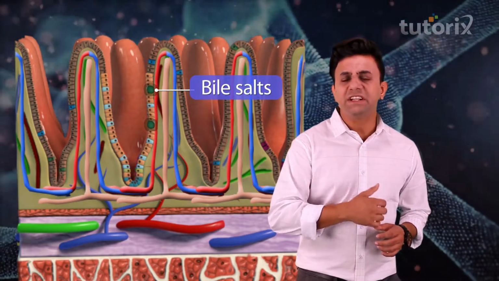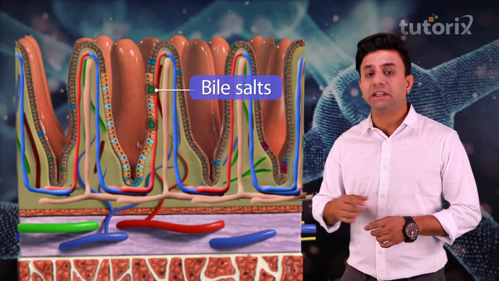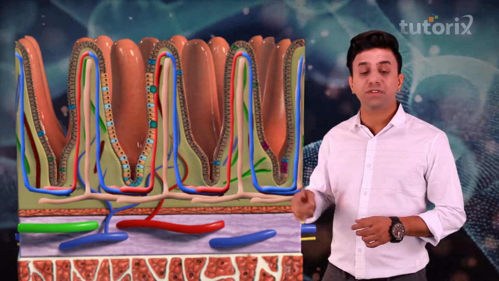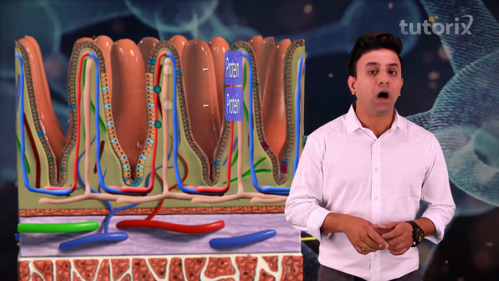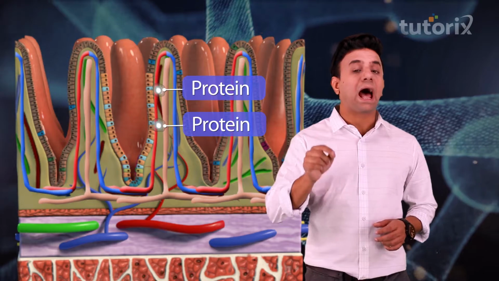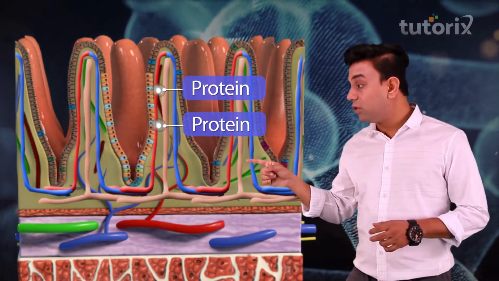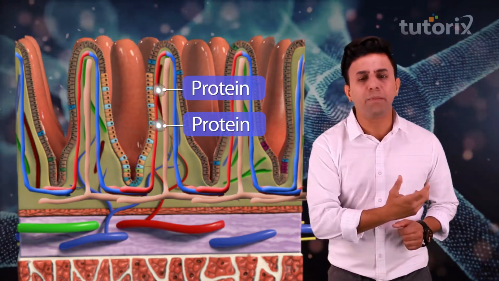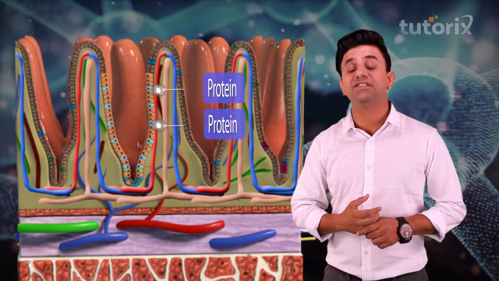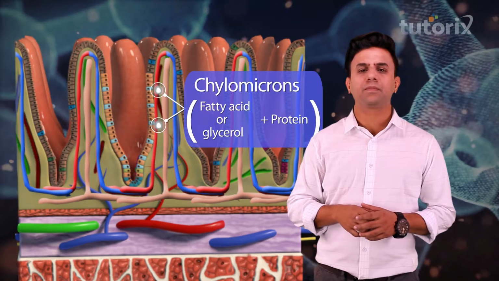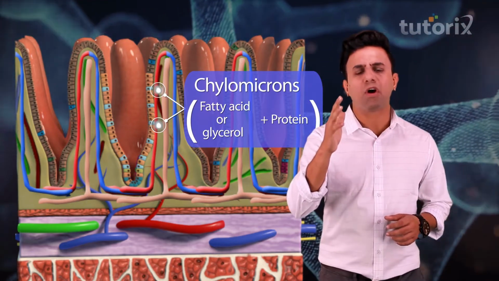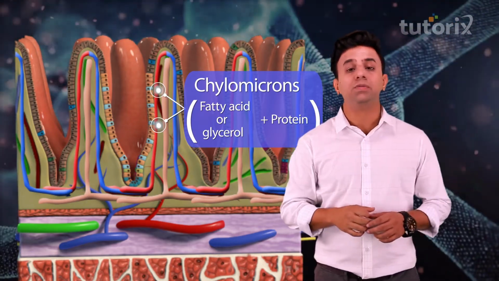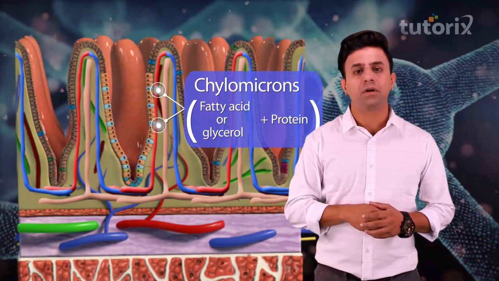Well, inside the intestinal cells we will see that the layer of bile salts is removed. And now a protein layer comes and surrounds, that is, covers the fatty acids and glycerol, and this droplet, this combination with the protein layer, is known as chylomicron. Now this chylomicron is ready to be absorbed into the lymph vessel.